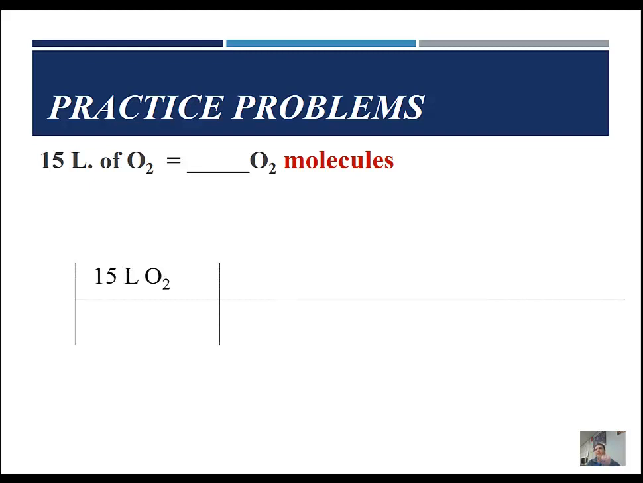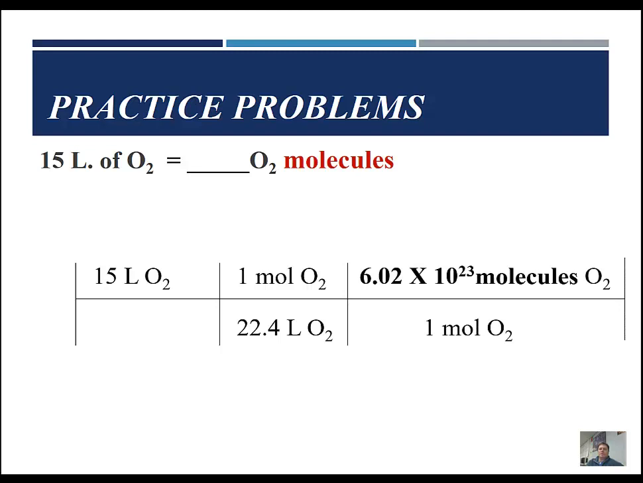My first step is I go from volume to moles, and I know that 1 mole occupies 22.4 liters. Now I'm at moles, I got to go moles to particles. The particular particle we're looking at is molecules. Doesn't matter what the particular unit is because Avogadro's number is our connection. So 1 mole of O2 contains 6.02 times 10 to the 23rd molecules. I do the math and end up with 4.03 times 10 to the 23rd molecules of O2.